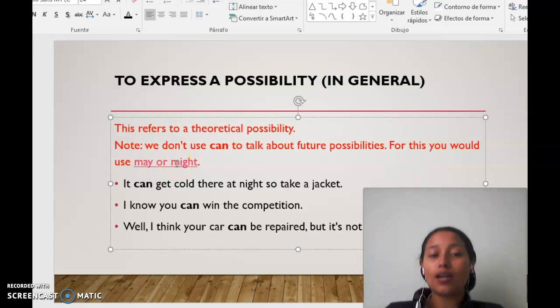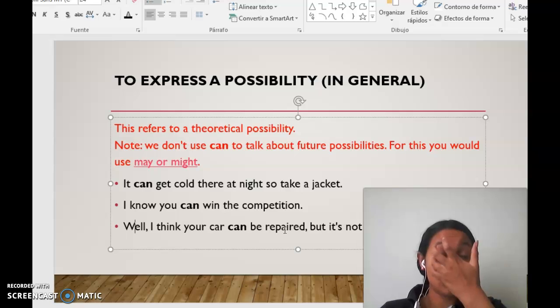So the examples are: it can get cold there at night, so take a jacket. I know you can win the competition. And the final one, well, I think your car can be repaired, but it's not going to be cheap. So in Spanish, the examples.